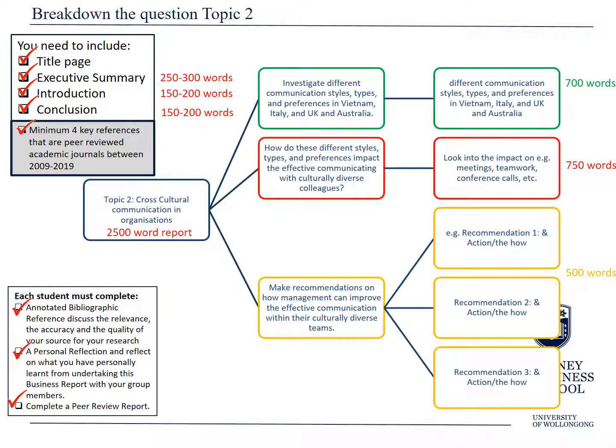So once we've mapped out how we want to answer the assignment question, and we've looked at the keyword allocations and all of the requirements, it's now time to think about which keywords we are going to use in the databases to find those academic journal articles we need to support the points that we want to make. So let's do that now.